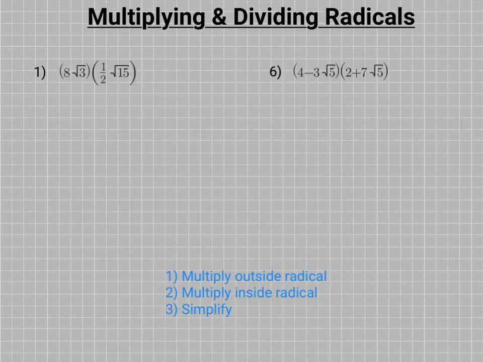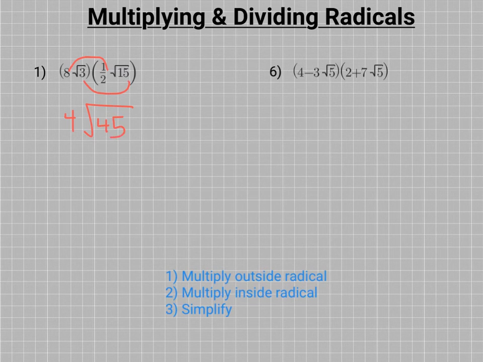Okay, so when multiplying radicals, the first thing you're going to want to do is multiply what's outside the radical. So if we take a look at number 1, we're going to want to multiply these numbers on the outside of the radical. So 8 times 1/2 is 4. Okay, then step 2 is to multiply what's inside the radical. So right here we have a radical 3 times a radical 15. That's going to give us radical 45.